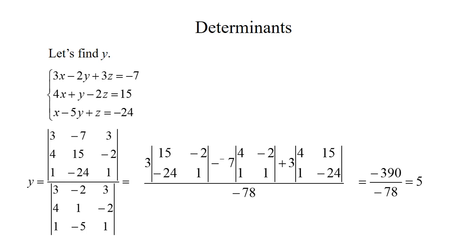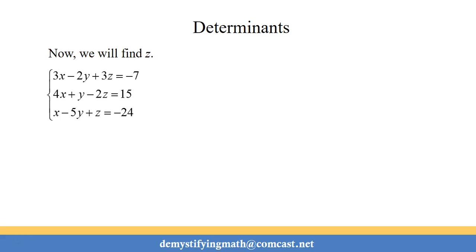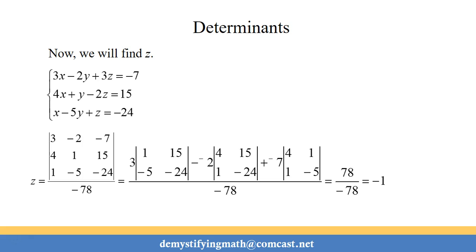Now once you've solved for x and y, you can easily go back and plug in to find z. But in this case, we're doing an example using Cramer's rule, so we're going to go ahead and find z in the same way we found x and y. So for z, you're going to replace the third column with the constants and keep the x coefficients and the y coefficients. And then evaluate your determinant, and we ended up with -1.